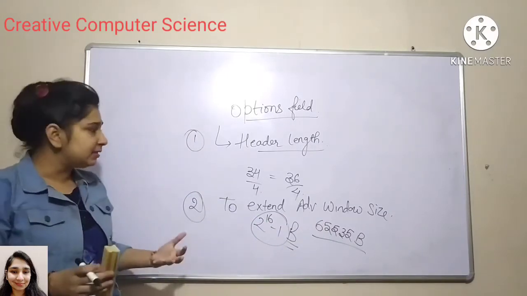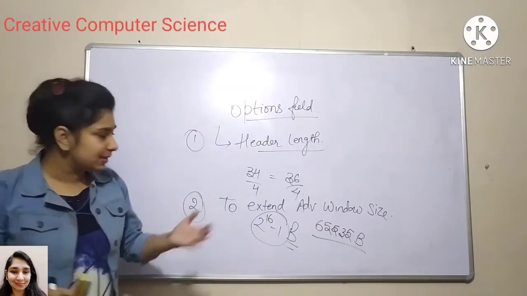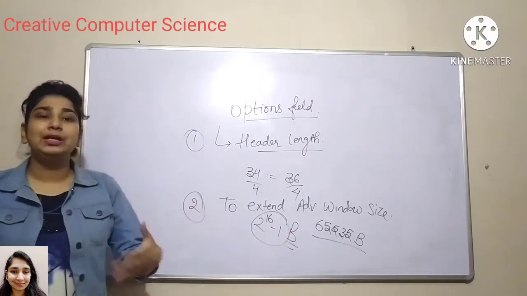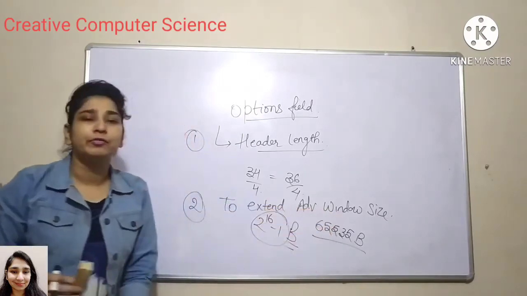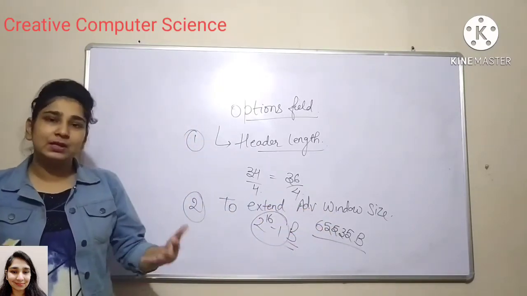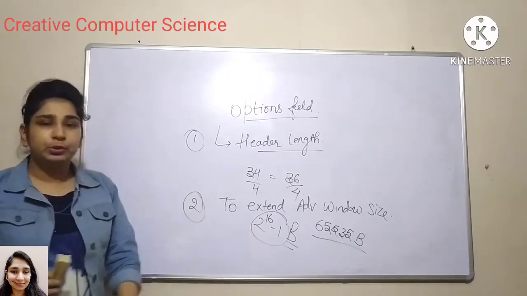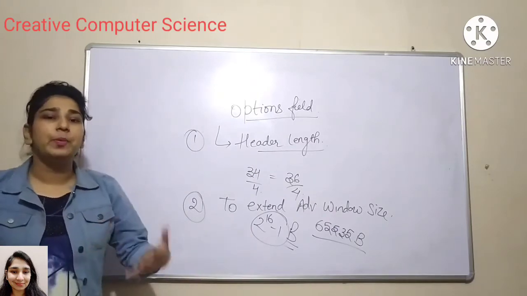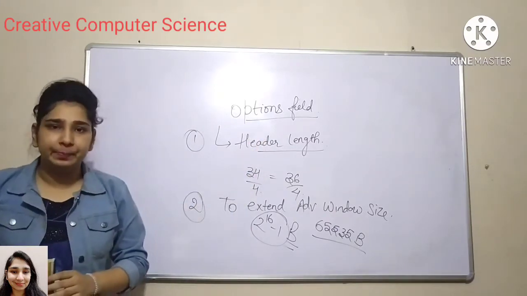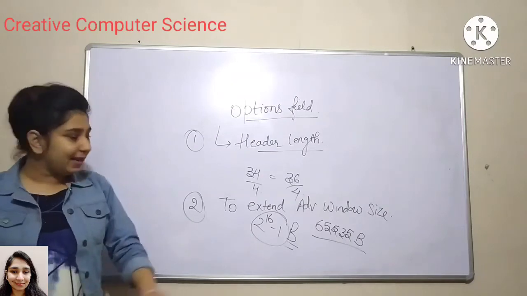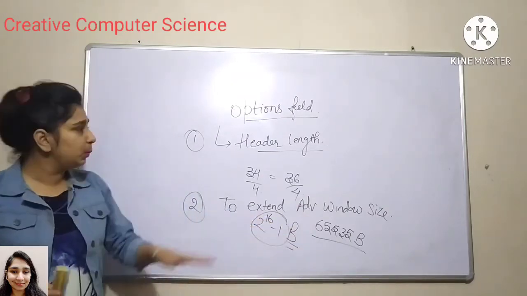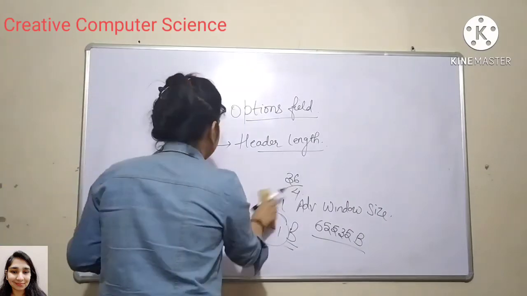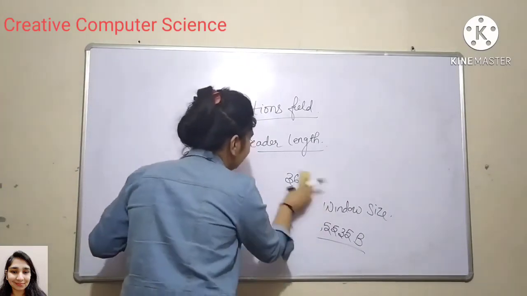But in case your advertisement window size, that is your buffer size, is more than this, then what do you have to do? You have to increase the total number of bits of the advertisement window size. So you can make use of the options field and take some of its bits. In that case, if we have to extend the advertisement window size, we can make use of the options field.